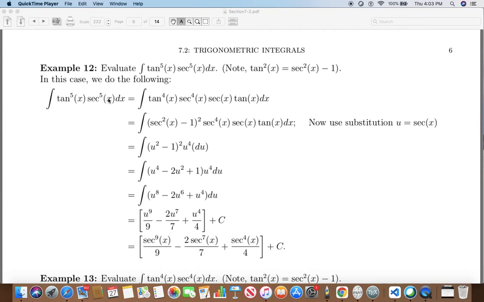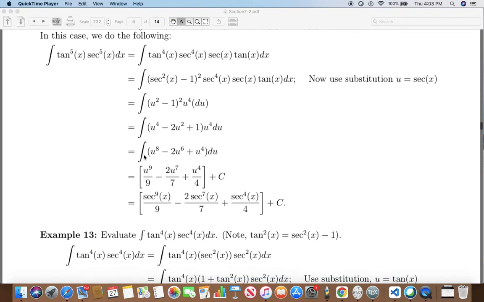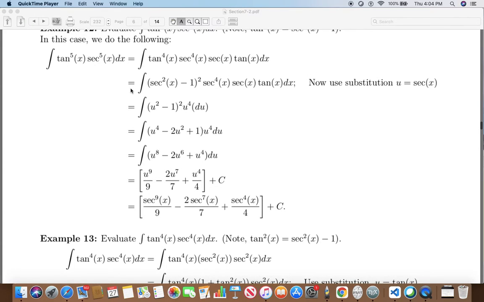They were both odd powers, so we removed one power each. That gave us the du. Now even powers we dealt with using these identities. So distribute the u to the power 4, u to the power 8, u to the power 6, u to the power 4. Now you integrate, plus constant of integration, and replace u by secant. That's it. So that was when they were both even.